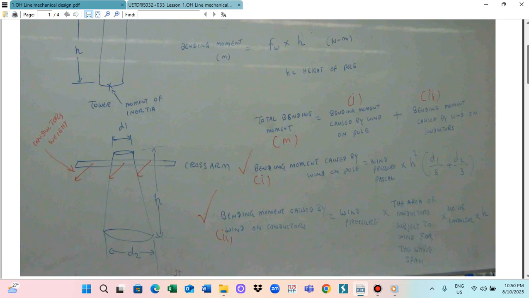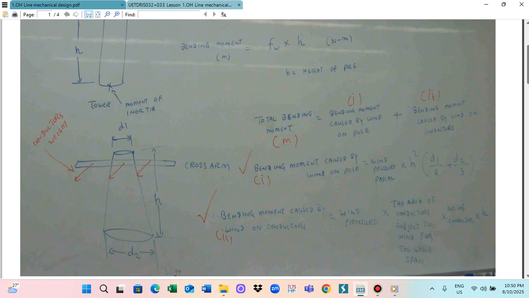So this is the bending moment. This is 1, this is 2. So the bending moment will be 1 plus 2. Then you can call it the total bending moment. So this is the formula to calculate the total bending moment. This total bending moment you can represent by M. M is the total bending moment.